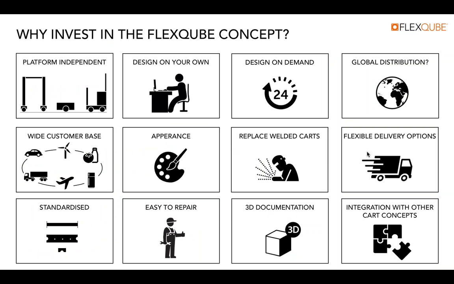Yeah, to summarize a little bit about the FLEXQUBE concept. We have our modular building blocks, and it's independent of the platform that you choose in your project. So you can choose a mother-daughter solution, you can choose an AGV, you can choose a tugger. It's still applicable to combine with our modular building blocks, and we will create a custom solution for it. You can design on your own, or you can design with the help of FLEXQUBE, which we call design on demand. We also have global distribution. That means that we have the same building blocks available globally, and we have distribution centers in both Europe and the US in order to deliver parts as soon as possible.